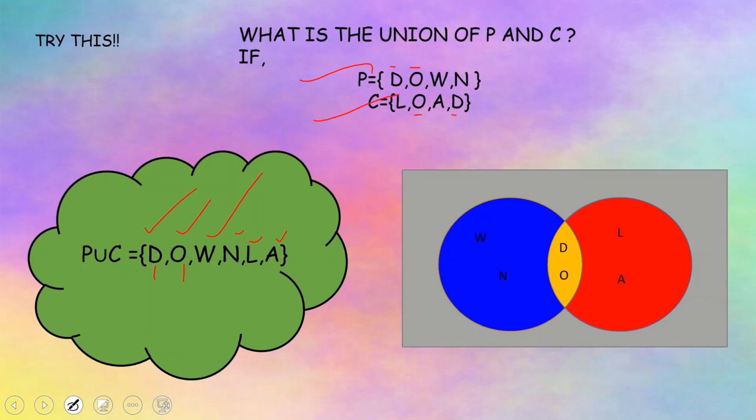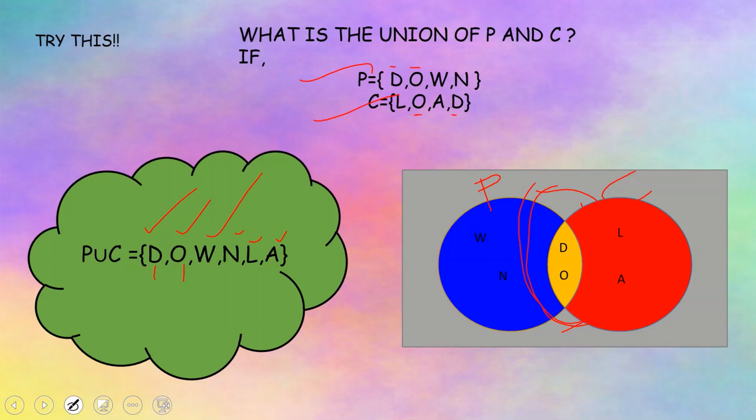Now when you want to draw the Venn diagram for the same set P and C, how do you do? This is your P set and this is your C set. How do you do? P में जितने भी elements have we have mentioned in the circle. C में जितने भी हैं we have listed in the circle. You see that D and O are common. As D and O are common, union of P and C is D O W N L A.